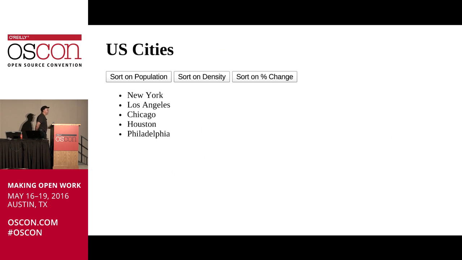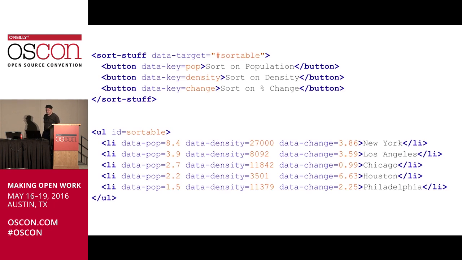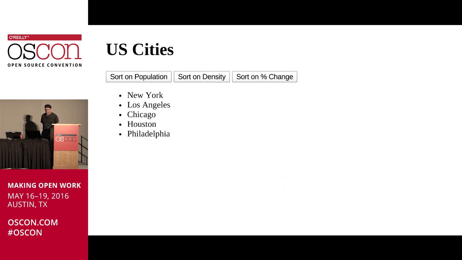So let's do a little more detailed example. US cities, right? I want to build something that does some sorting. So I want to have a UI that looks like this, and I want buttons: sort on population, sort on density, sort on percent change, and I've got the 5 most populous cities up there.